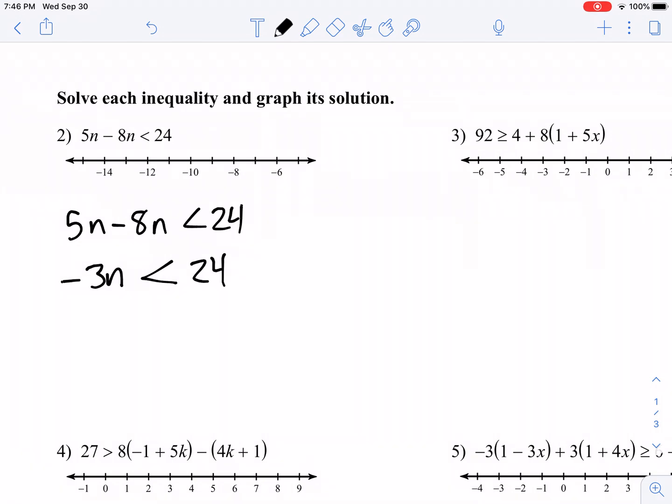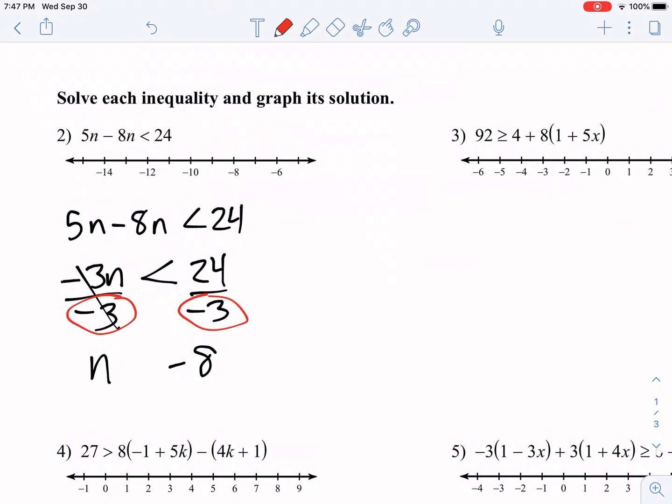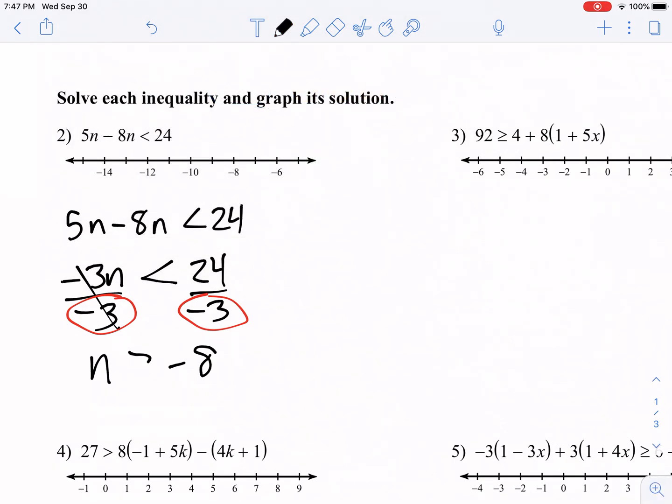Okay? Now, we have multiplication between the negative 3 and n. How do I undo multiplication? Divide by a negative 3 to both sides. My inverses cancel out and I get n. What's 24 divided by 3? 8. Now, positive divided by a negative? Negative. However, did we divide by a negative to both sides? Yes. What does that mean we do with our inequality symbol? We flip it, right? So we flip the inequality symbol and we get n is greater than negative 8.